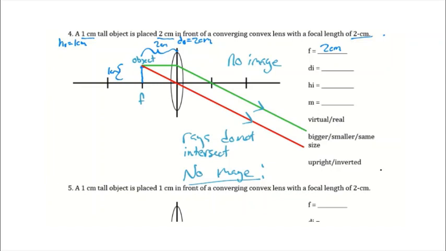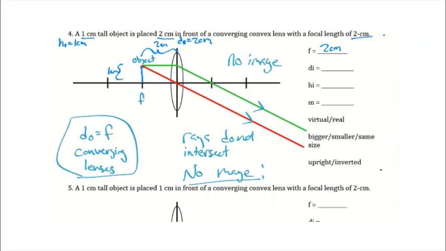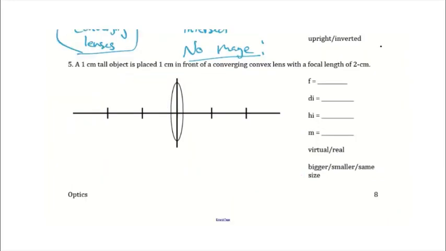And that is always going to happen when the object distance is equal to the focal point for converging lenses, or mirrors actually. So let's move on to the next problem. We have a 1 centimeter tall object, 1 centimeter in front of a converging lens with a focal length of 2 centimeters. So I have a 1 centimeter tall object.